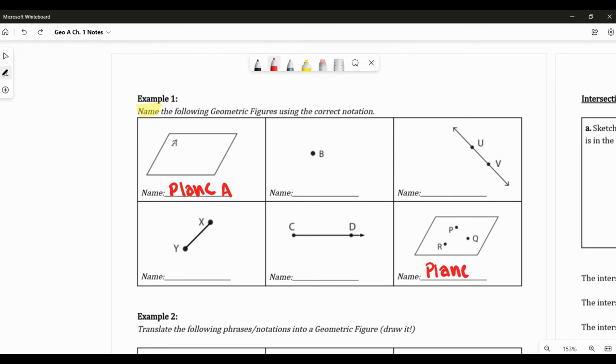So just be careful. The order of the letters doesn't matter, so I am just going to go in closest to alphabetical order I can. So I'm going to go P, Q, R. So that's plane PQR. All right, back up to my second one up here. Clearly, I see that there's just a point and it's named B, so I'll just call this point B.